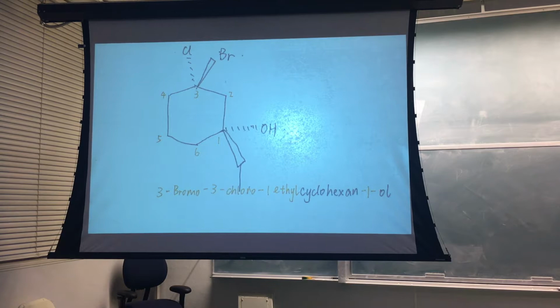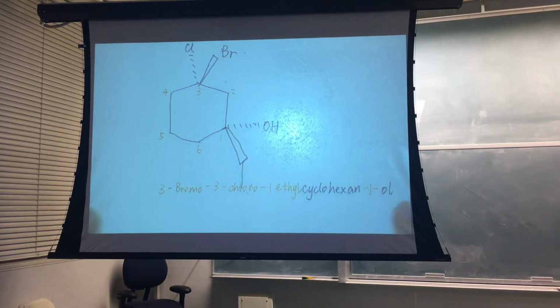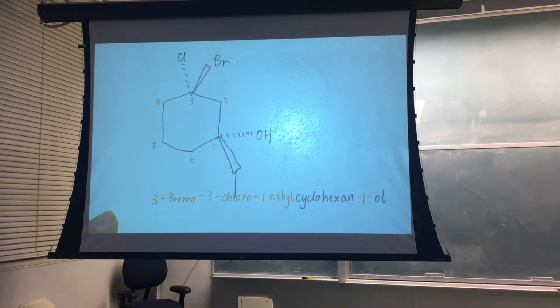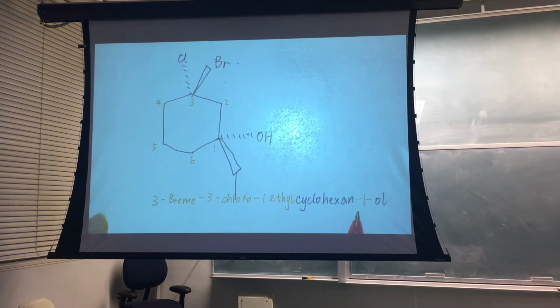So if you finish, it's not that hard. I just put the name without R and S on this part. So the way we do it is whenever you have a ring in your compound, the ring always wins. So the longest chain should be this ring, and you can set this one as a stop.